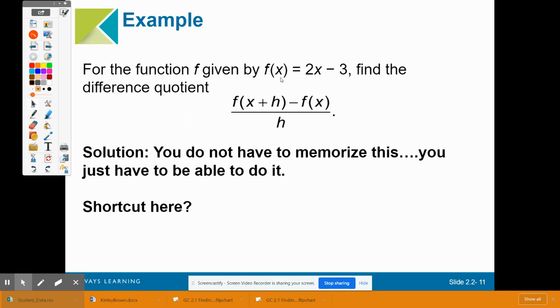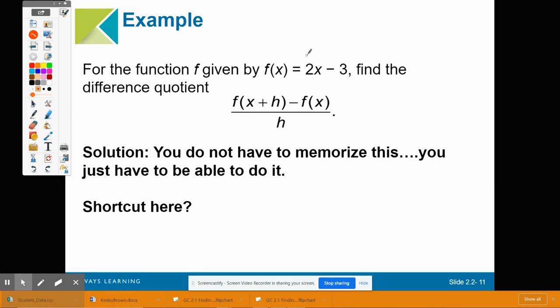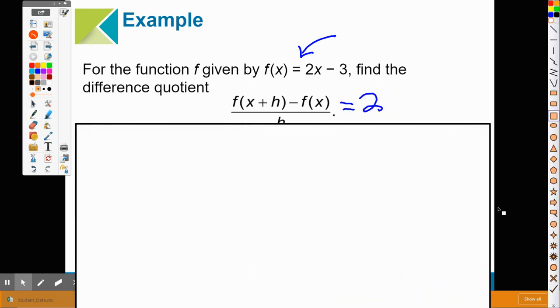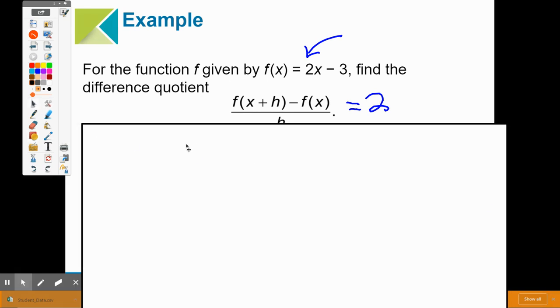For the function f of x is 2x minus 3, find the difference quotient. Well, I just told you, that's the rate of change formula. So the answer is going to be 2. Now, I'm actually going to show you how we're going to do this with the algebra on this problem where we already know the answer.